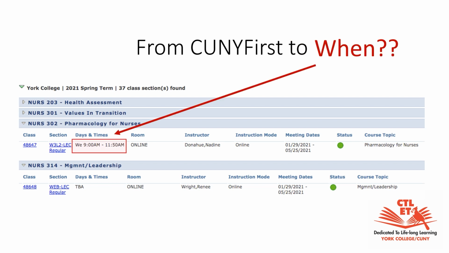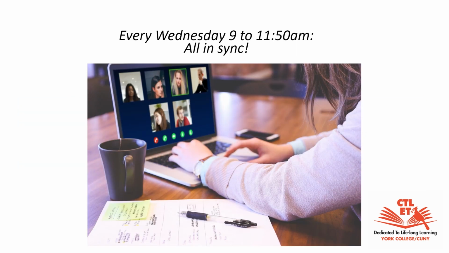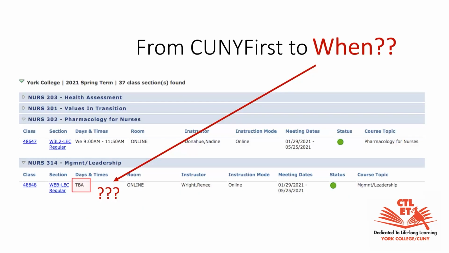It's easy enough to find out from CUNY First when you need to show up for the Pharmacology for Nurses class. It has a fixed schedule and meets every Wednesday morning from 9 to 11:50. For online courses with fixed days and times, all participants need to be in class at the same time. All need to be in sync, which is why we say that courses with a fixed schedule are taught synchronously.